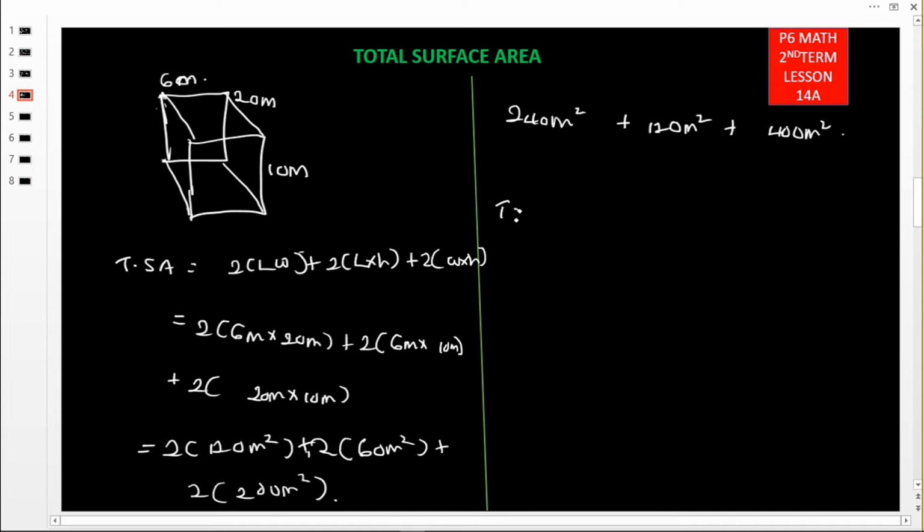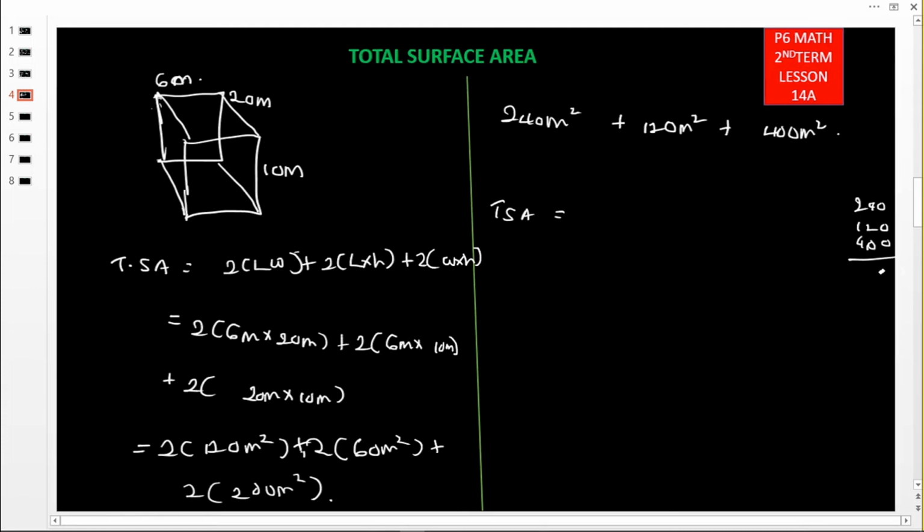So total surface area, now we are going to get a sum. This is 240, 120, then 400 here, 0, this is 0, this is a 4, 6, now this is a 6, then this is 5, 6, 7. So we come up with 760 meters squared.